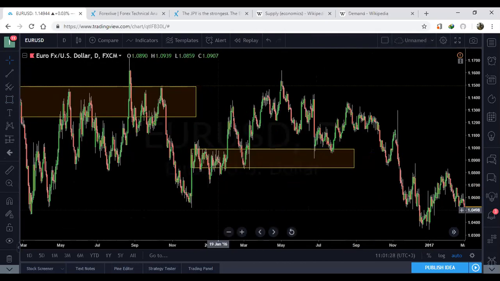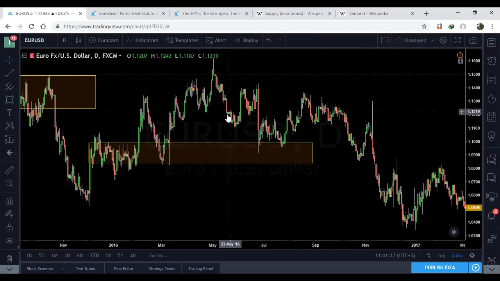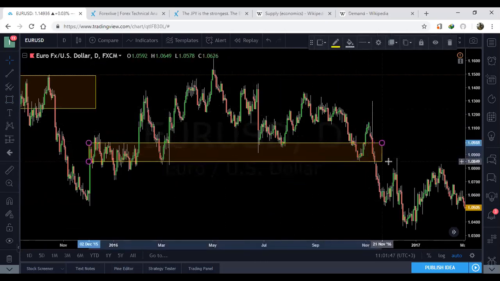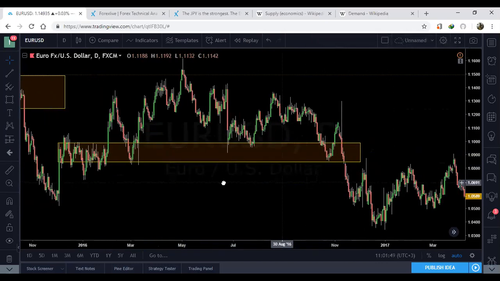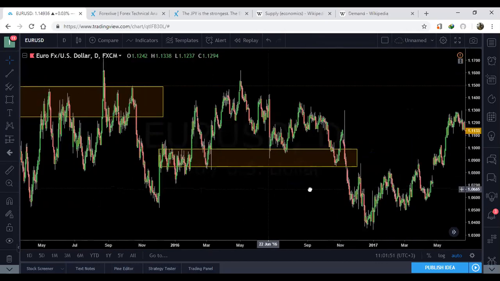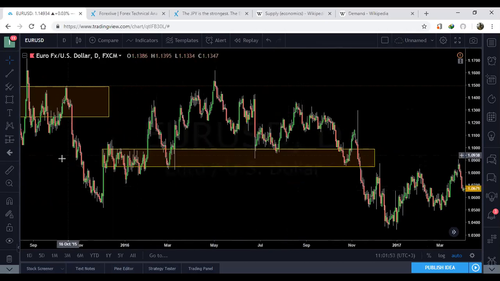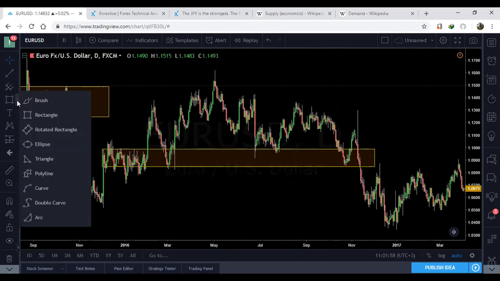Price came to this area. It was an area of demand. It rallied from the area. Then later it broke above. It came back to the area, then it was supported again. So we had the first support, second support, third support, until price came and broke that level out right there. So we see how strong this demand zone was.